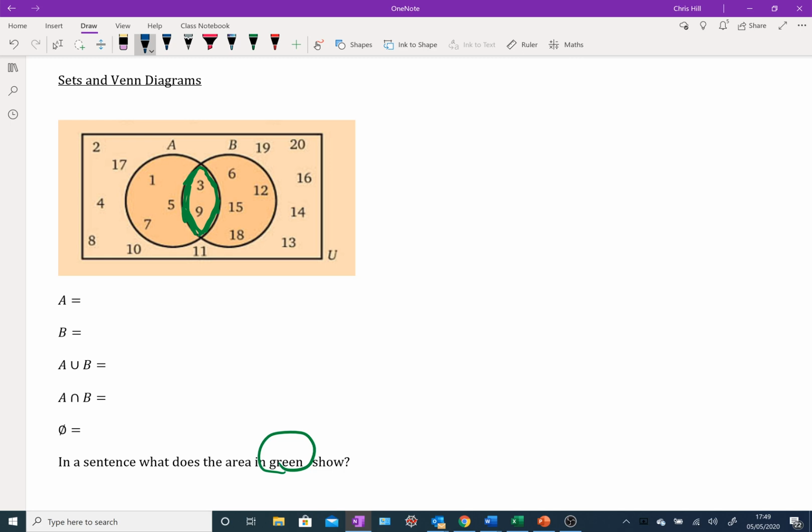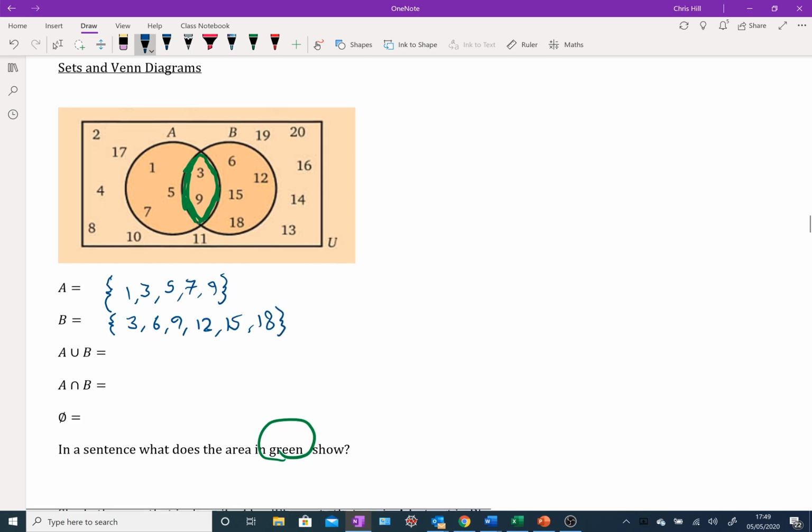So what is A in terms of what numbers are in A? Using set notation, remember the squiggly bracket we talked about, everything in A would be 1, 3, 5, 7, 9. Order doesn't matter, but it's neater to write them in order. B equally would be 3, 6, 9, 12, 15, 18.